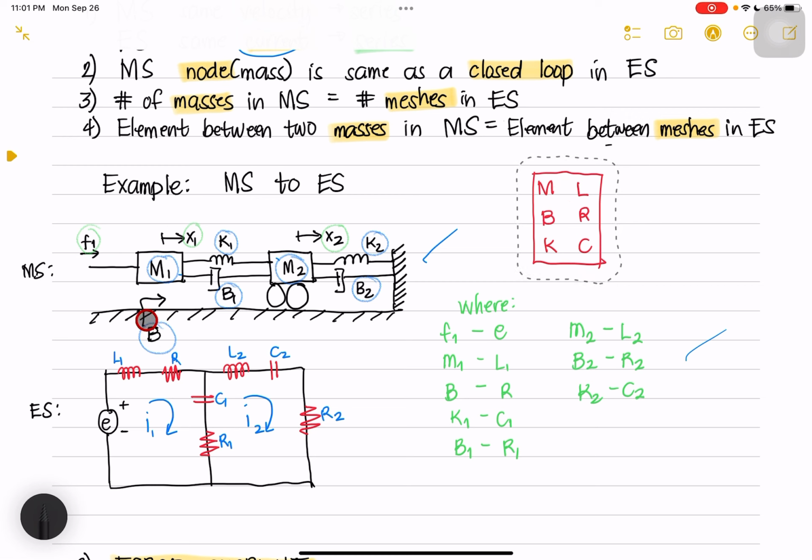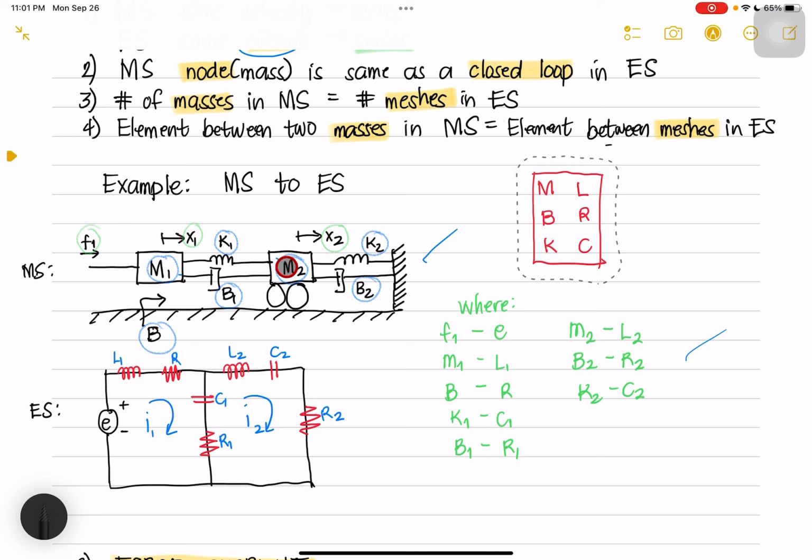And then, for the friction, since it is not connected to M2, only to M1, we will have it here, resistor R. So, for convention, whatever subscript is used for the elements of the mechanical system, that's what you're going to put as well in the electrical system. So, B1 will be R1, K1 will be C1.